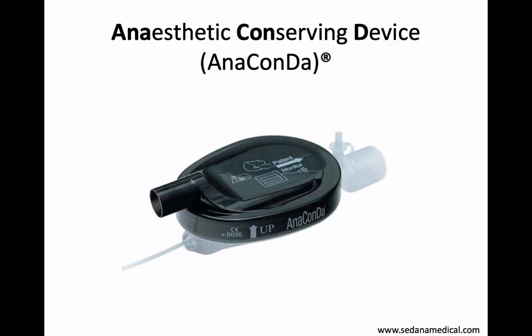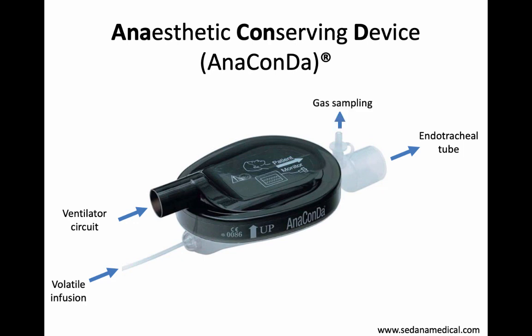The Anaconda is basically a miniature vaporizer that not only vaporizes, but also conserves anesthetic agent. You hook up the ventilator circuit to one end of the Anaconda, and on the other end, you hook up the endotracheal tube. Then you run a volatile infusion into the Anaconda chamber, and on the other end of the Anaconda, there's also a gas sampling port where you can monitor how much the patient is breathing in and breathing out.